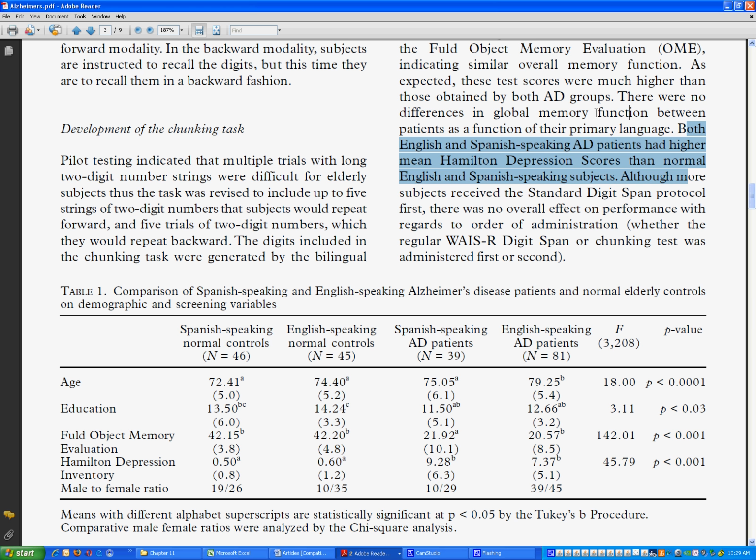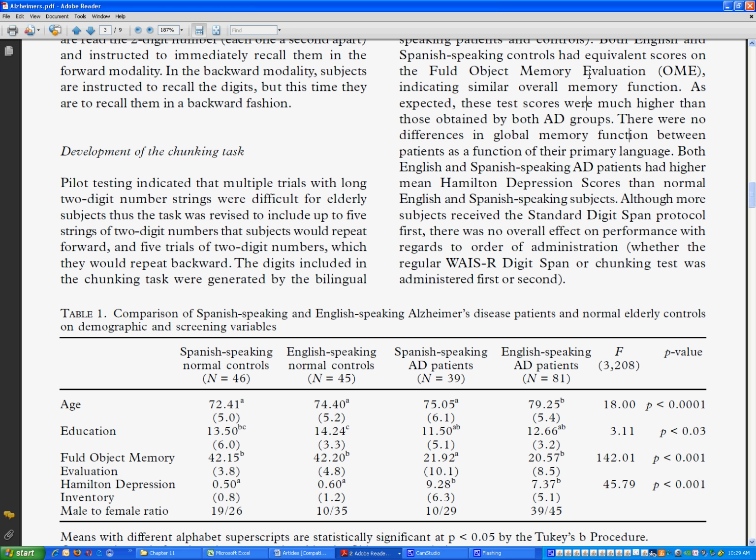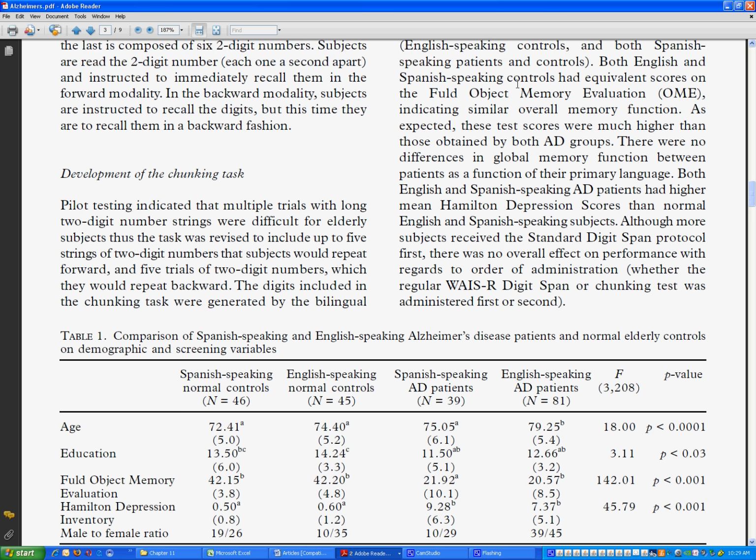Here's one of the things I want you to notice, though. Up here, it says on this fluid object memory evaluation, both English and Spanish-speaking controls had equivalent scores. All right, so they both get a B because those are statistically equal, indicating similar overall memory function. Expected, these two test scores are much higher than those obtained by both AD groups.